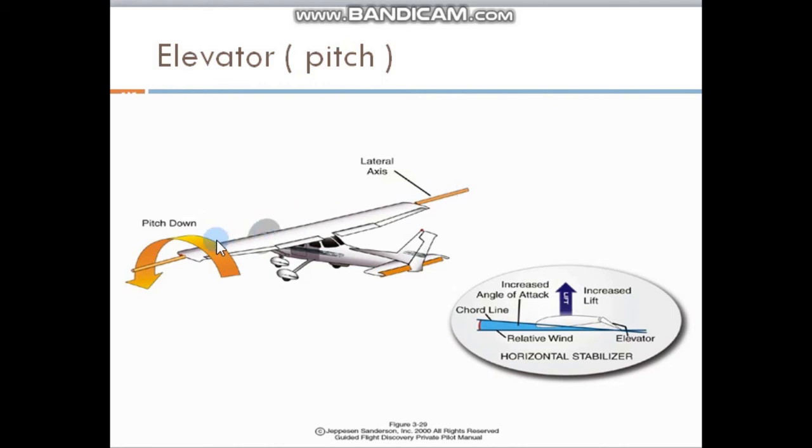When the aircraft wants to pitch up, the elevator will go up. When the elevator goes up, the angle of attack will increase, the tail of the aircraft will go down, and the nose will rise up. That will make the pitch up movement. And of course, this movement is also around the lateral axis.